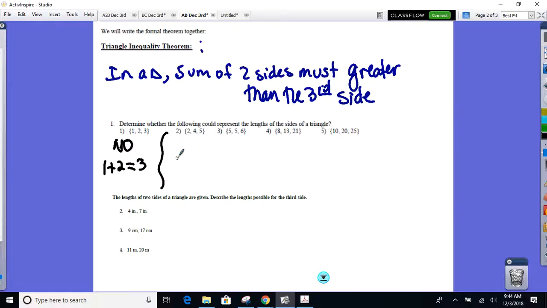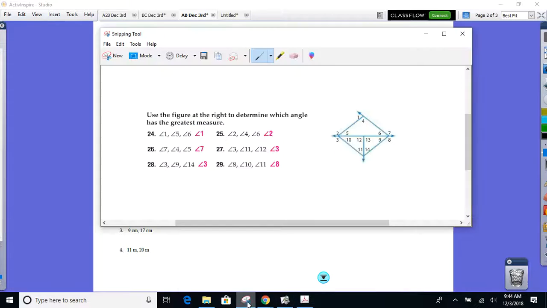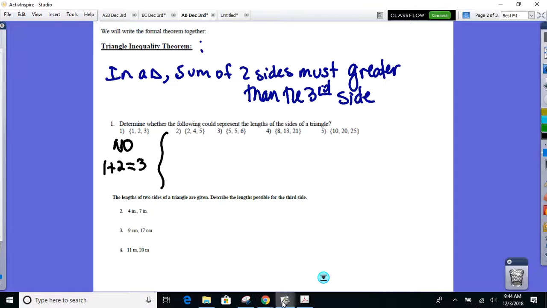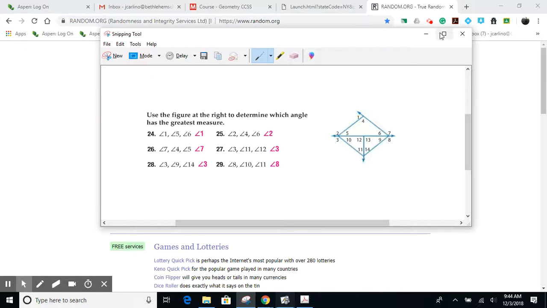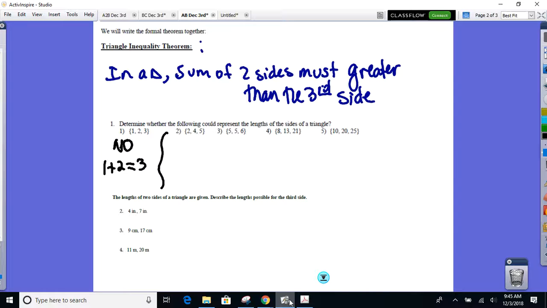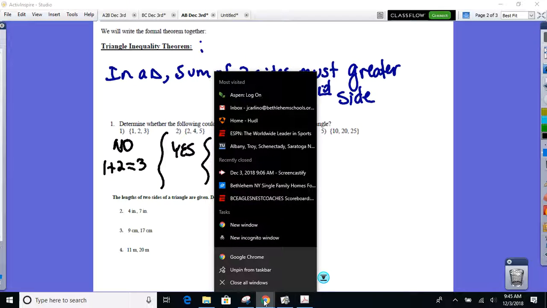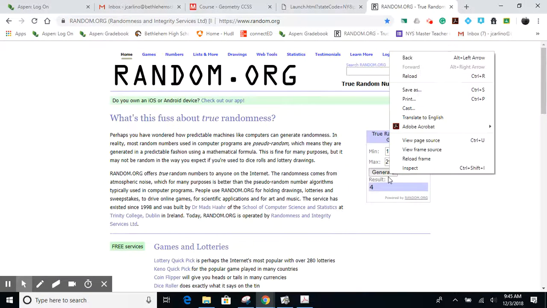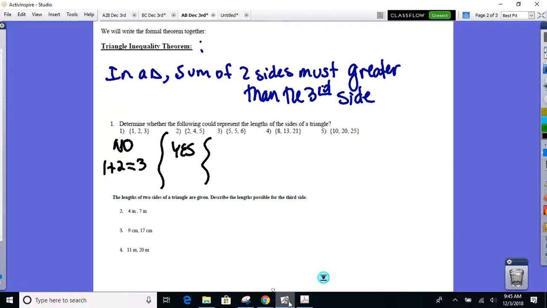All right. 2, 4, 5. Good enough to form a triangle? We'll get it there eventually. 2, 4, 5. Number 4, good enough? Yes. Yes, it will. And you don't need to tell me why. Just yes is good. 5, 5, 6. What do you got for me? 5, 5, 6? Yes. And for also a bonus here, what type of triangle is it? Isosceles. Look at that.